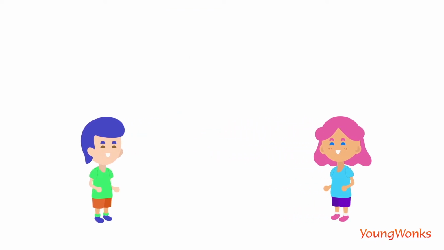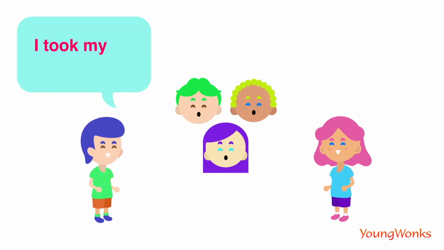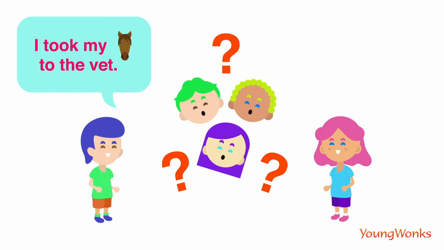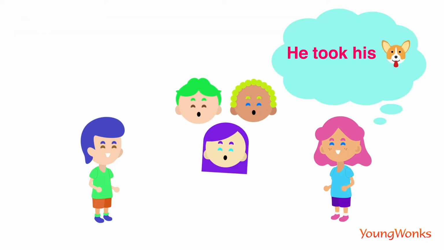Now, when in class, Bob could easily say that I took my horse to the vet today. That would leave his classmates wondering whether Bob really owns a horse. But Alice would know that when Bob says horse, he's actually talking about his dog.